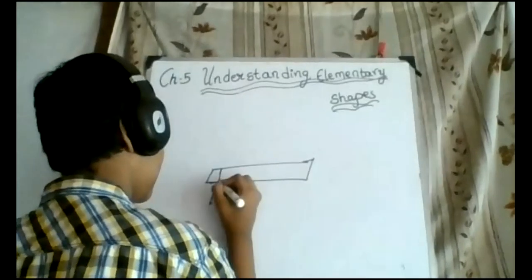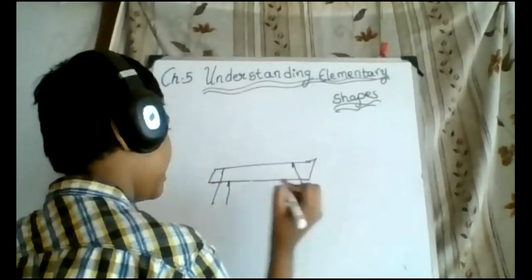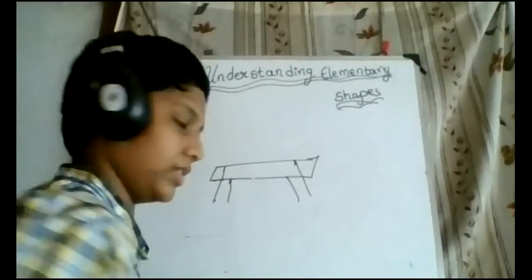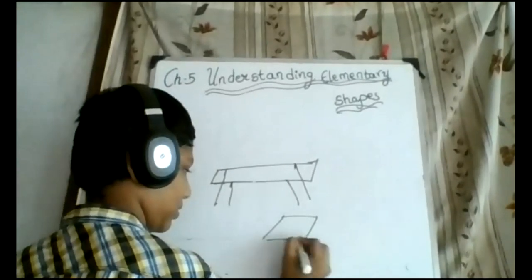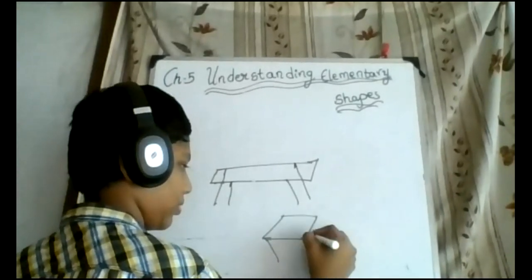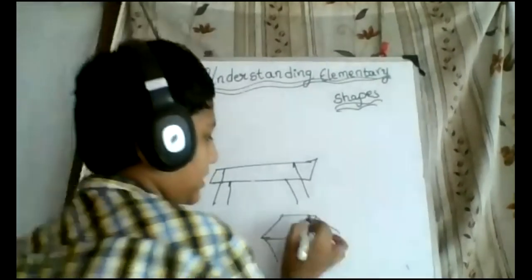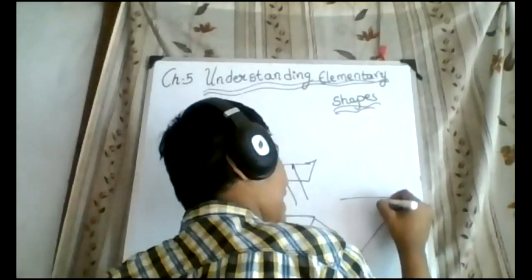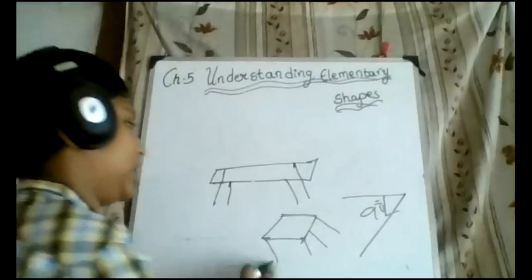This is a table. See, now we have an edge. Like this. Now this angle will be exactly 90 degrees. If you want, you can verify it also.